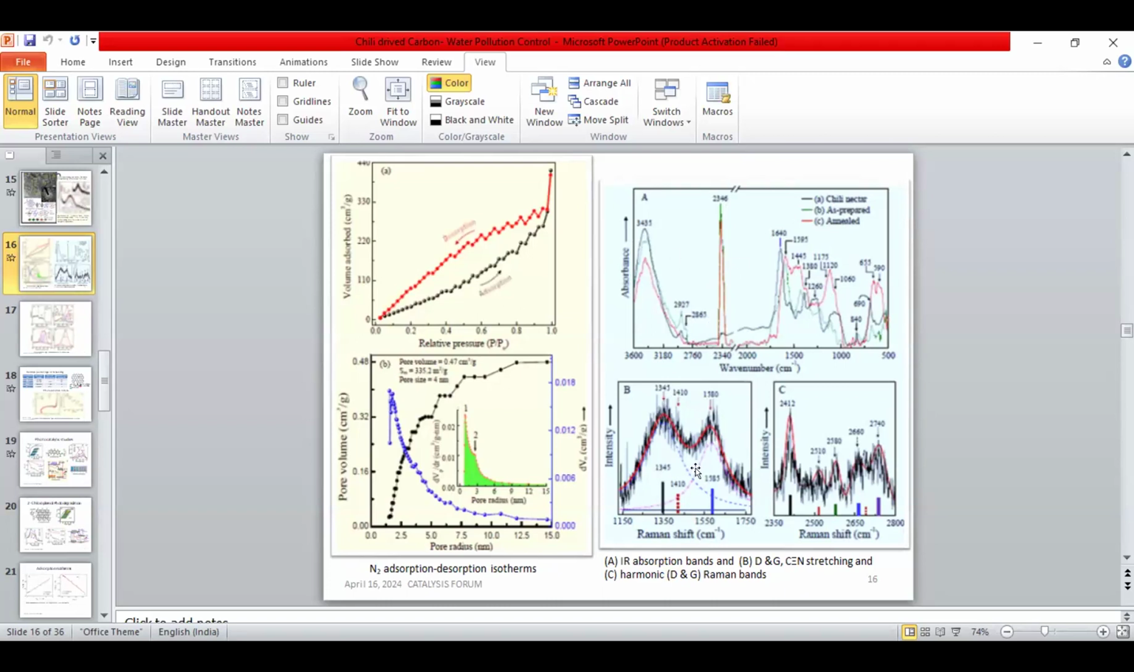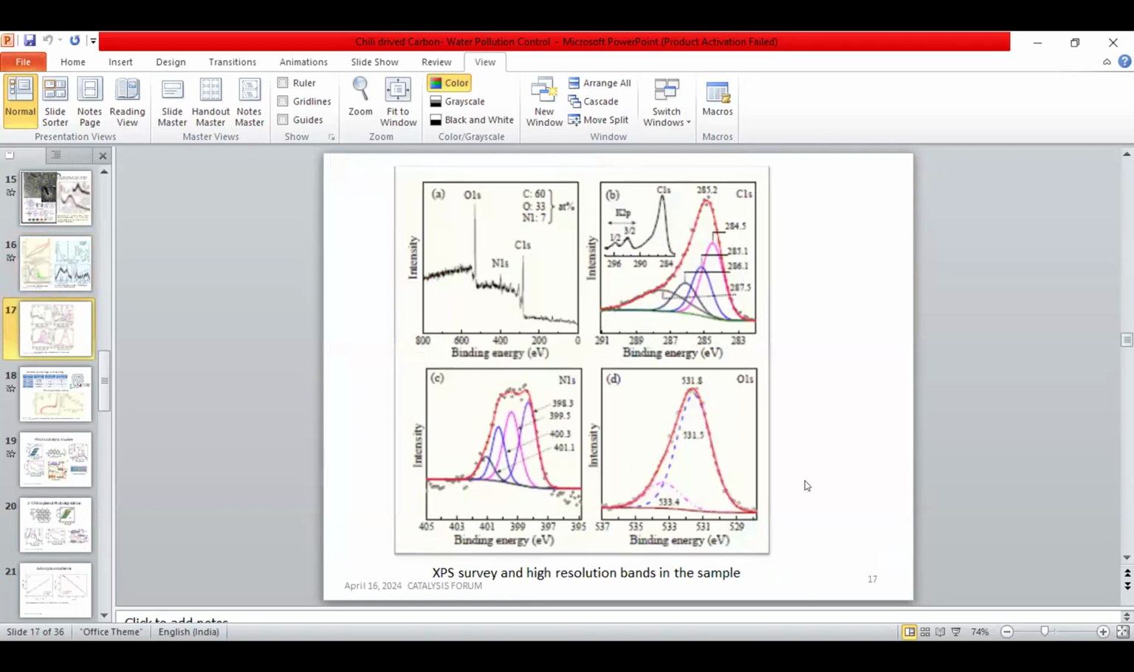And the lower figure shows the Raman spectra. The first one shows you the D and G bands. These D and G bands confirm the presence of sp2 type of carbon, that is graphene-like carbon. The second diagram, the Raman spectra, indicates the 2D bands and harmonics of these 2D bands. Many 2D bands are present. This indicates the presence of many defects here.